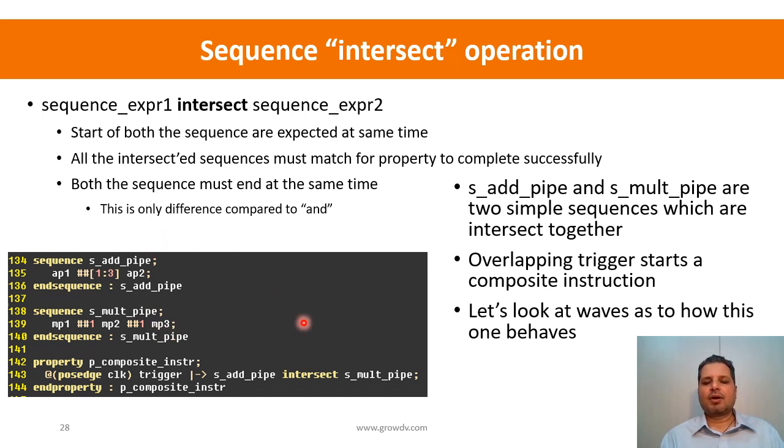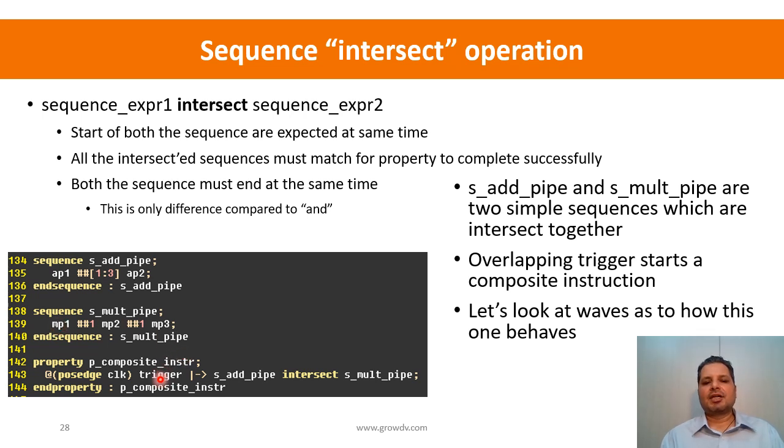So let's take a look at an example. We have one add pipe sequence where we say there is an AP1 signal, and within 1 to 3 clock cycles after AP1 assertion we should see AP2 assertion in order for the S add pipe sequence to complete. And then we have the S mult pipe sequence wherein we need to see MP1 assertion followed by 1 clock cycle, MP2 assertion, and followed by 1 more clock cycle, MP3 assertion for the mult pipe sequence to complete.